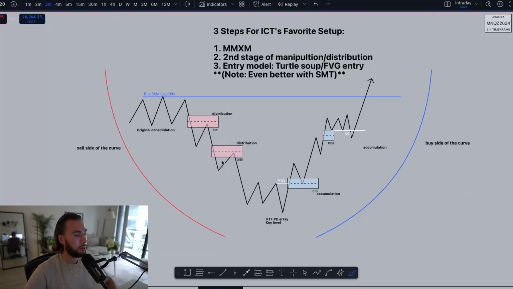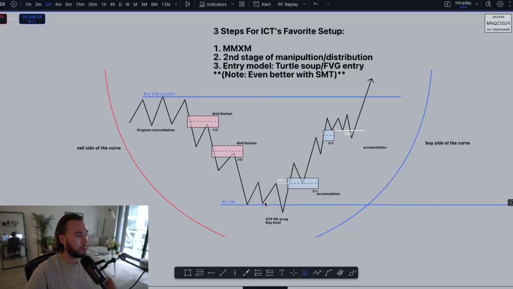Keep in mind when you're looking at market maker buy and sell models, you want to be looking for the market to trade into some sort of higher time frame PD array. Say for example, we have a 4-hour bullish order block right here at the level 20,592 on NASDAQ. You can see when the market reaches that level, it starts to pause and consolidate, and then it sweeps the liquidity.